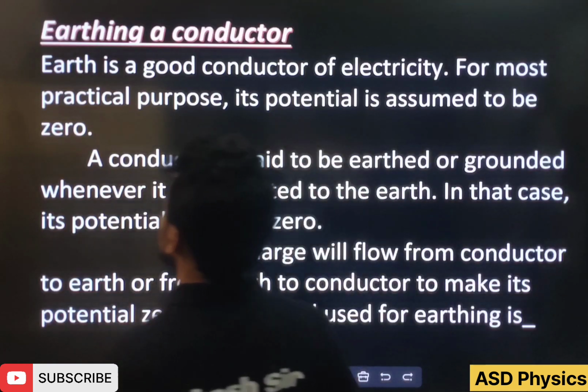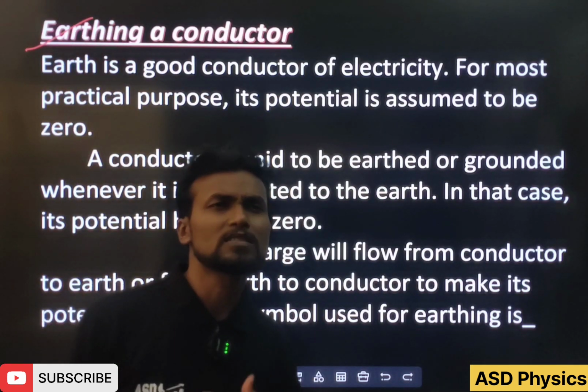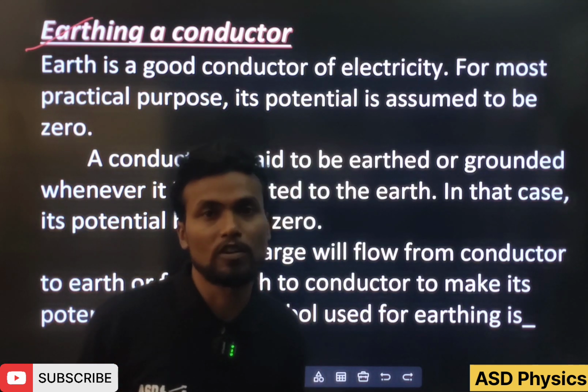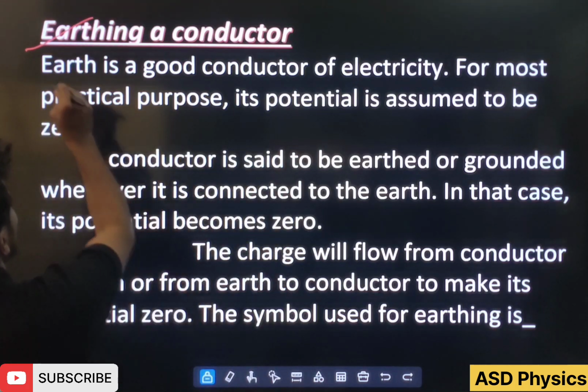So here you can see very well. First thing we are going to see is earthing a conductor, because many times in our homes also we talk about earthing and all that. But what is the actual meaning of earthing? Okay, so let's go through it.